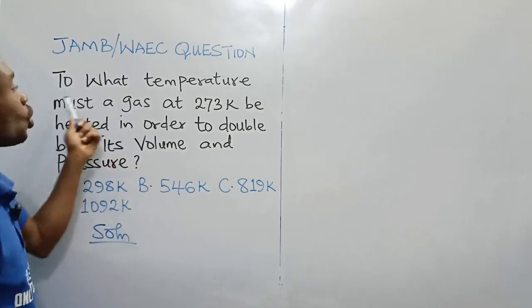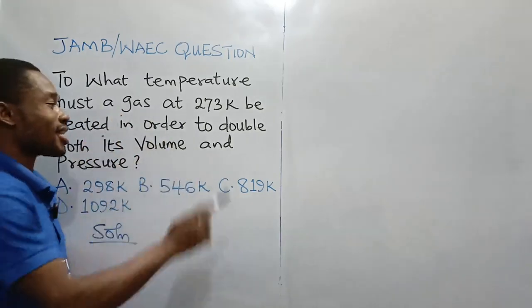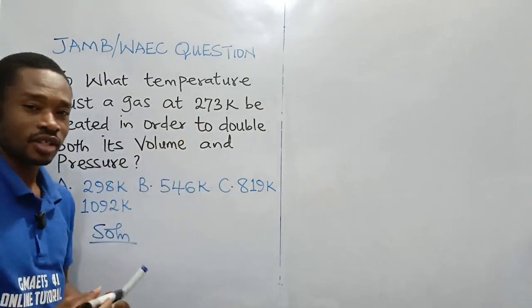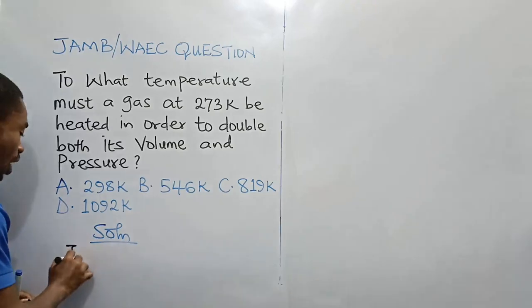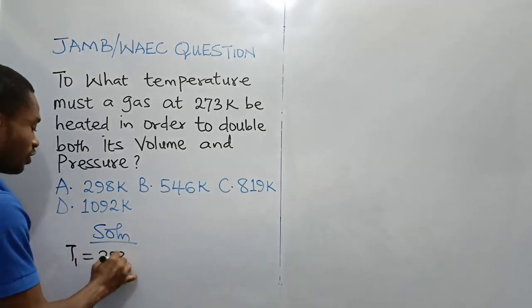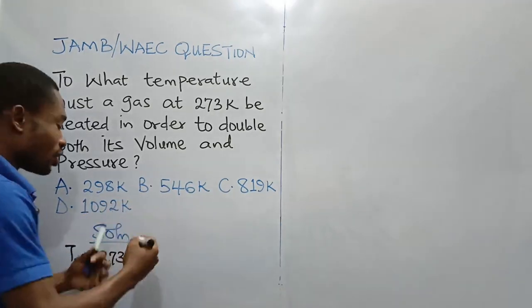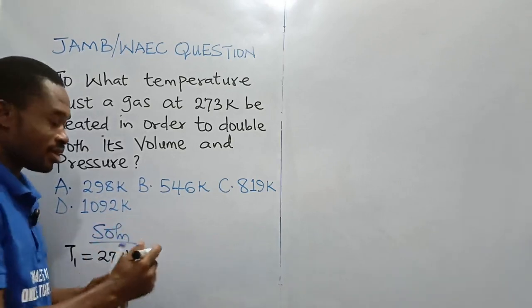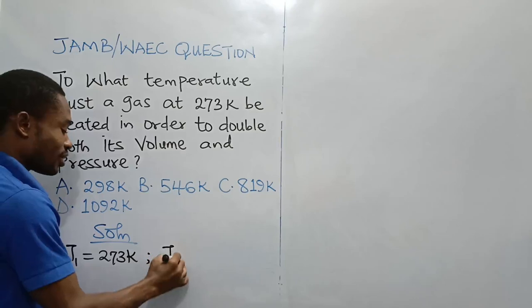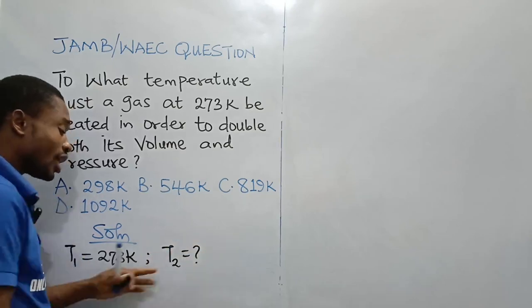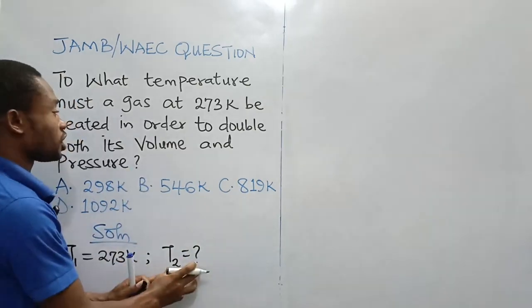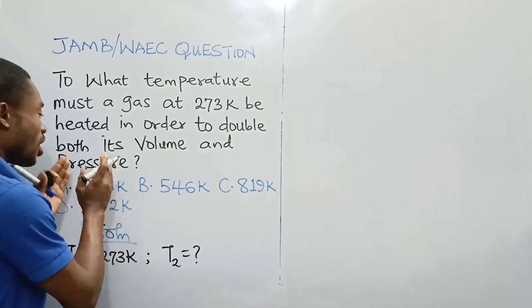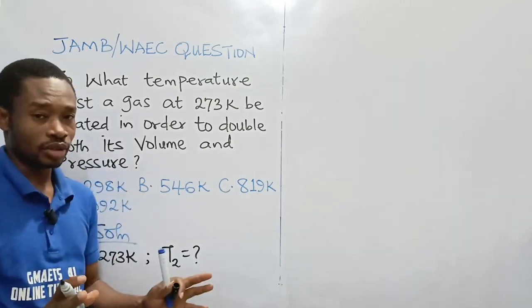Now, to what temperature must a gas at this temperature be heated? The gas is at this temperature initially. So I can say that T1 is equal to 273 Kelvin. Now, to what temperature are you going to heat that gas? You don't know. But under this condition, it is expected that when you heat it to this temperature, the volume and the pressure, both of them will be doubled.